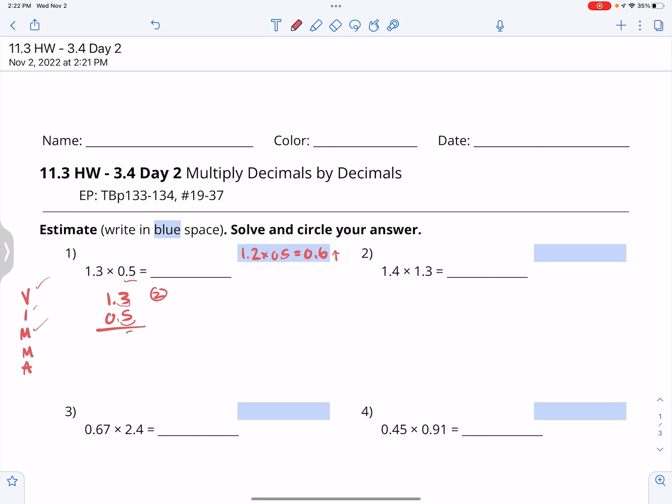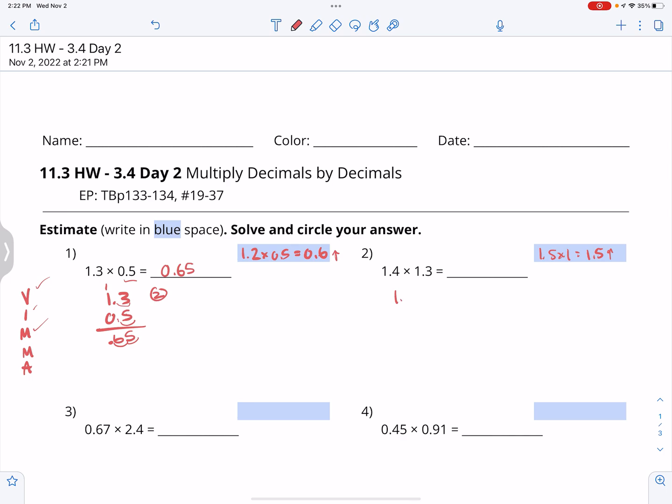5 times 3 is 15. 5 times 1 is 5, plus 1 is 6, and we need to move it 2 places, 1, 2. My answer is 65 hundredths, and check it out, that is pretty close to our reasonability. So for number 2, I know this is about 1 4/10 times 1, or yeah, we'll make it 1 1/2, 1 5/10 times 1. So I know my answer is going to be somewhere around 1, but likely bigger.